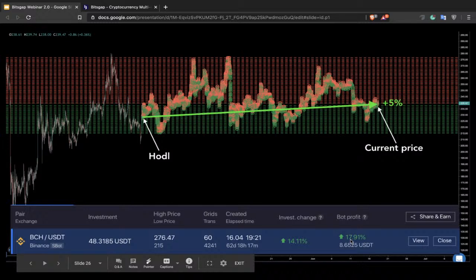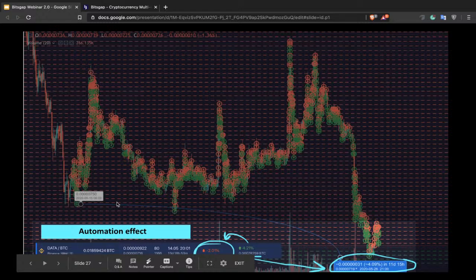Here, pretty much the same, but we have a falling market. Point of inception, if you would simply hodl, you would have -4%. With automated trading, here comes the automation effect, here comes the hedging effect, and it's only -2%. So the profit that's generated during this period offsets the negative value change. So instead of having -4%, we have only -2%. So no matter in which direction the market goes, the advantages of automated trading, the advantages of consistent profit generation are obvious, all right?